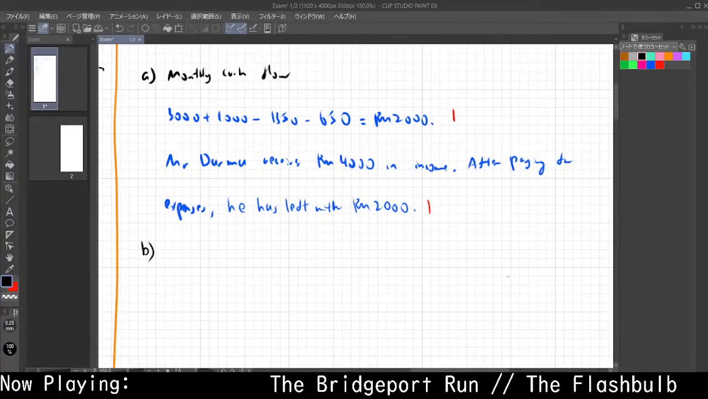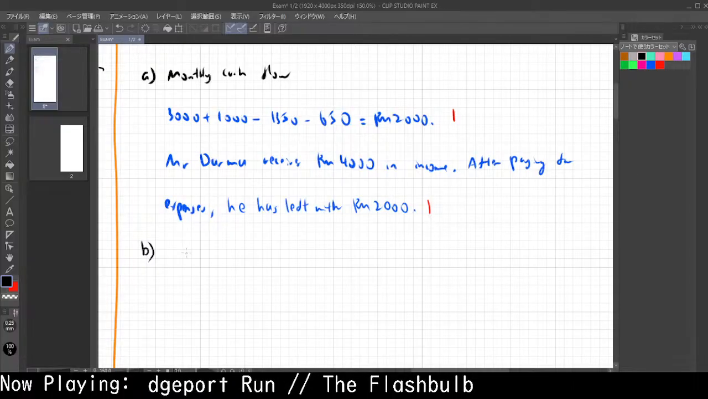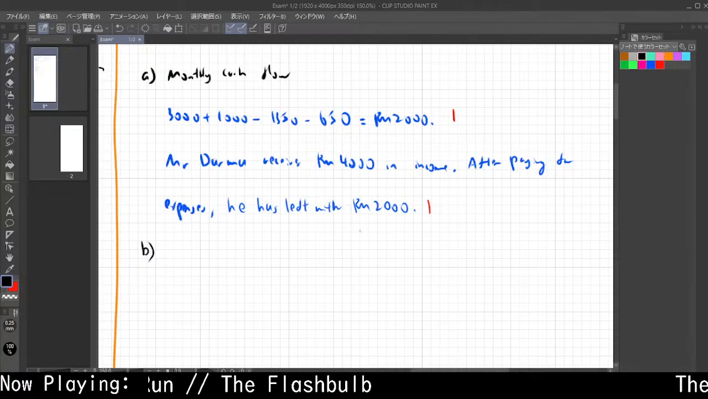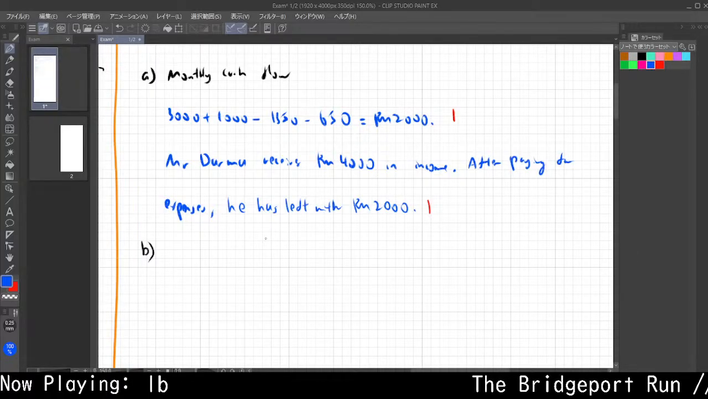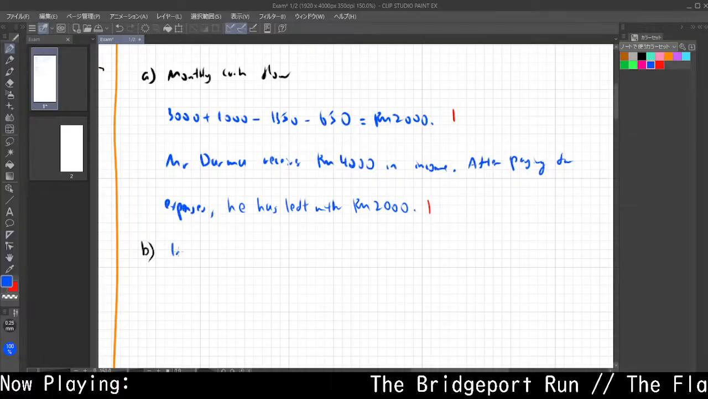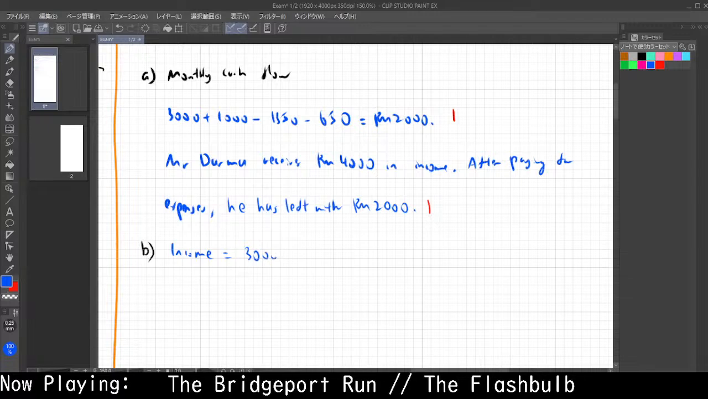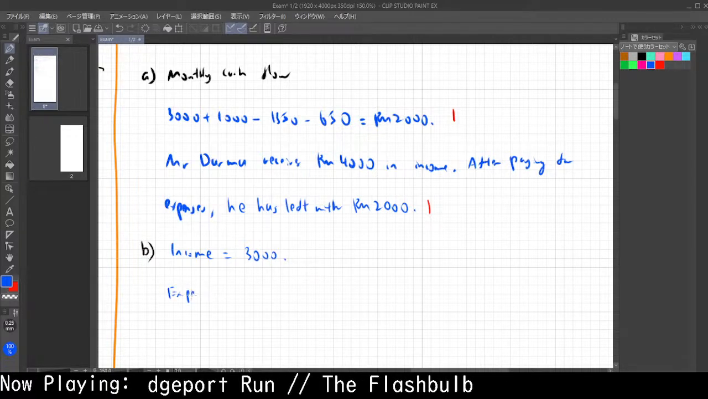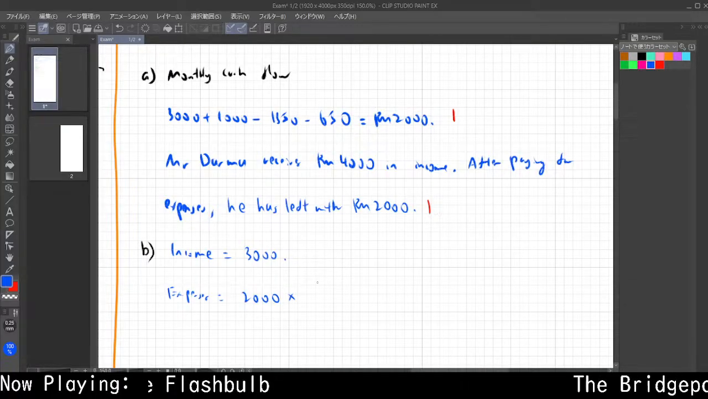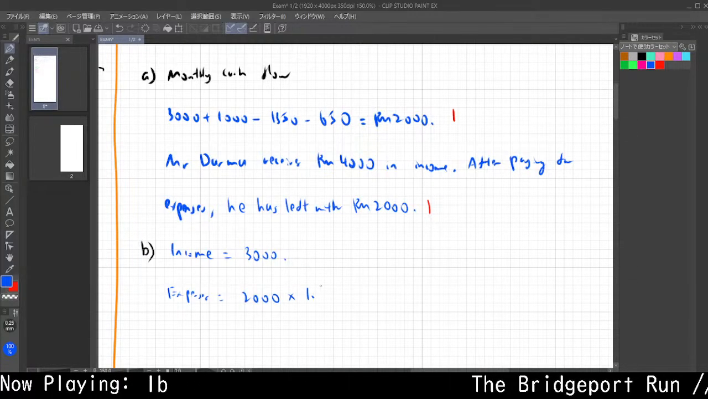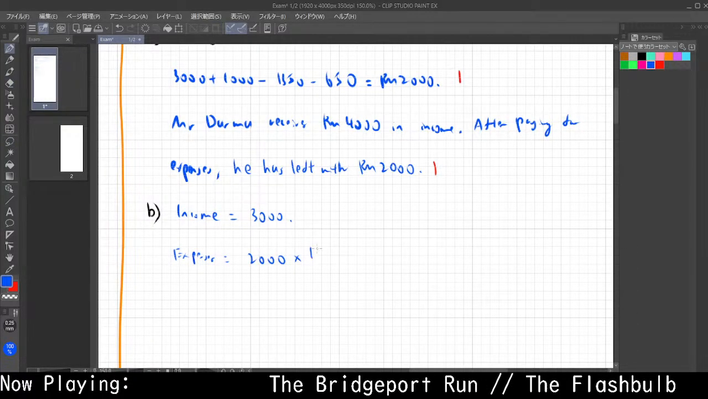Okay, Mr. Dama's cash flow if Mr. Dama doesn't have any passive income and the total expenses increase by 60%. Okay, so in this case, he has no passive income, so his only income is equal to 3,000. Expenses increased by 60% means that your 2,000 of expenses you will need to multiply by 160%. So in essence, it says 1.6. Or if you really want to, you can multiply 160%.